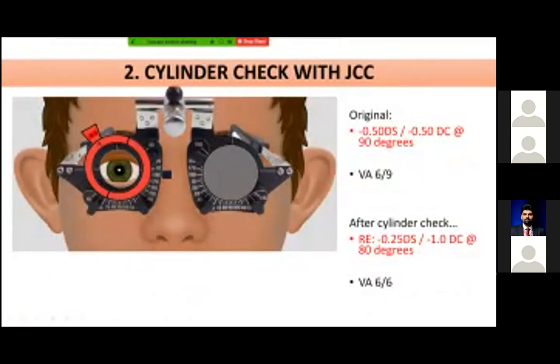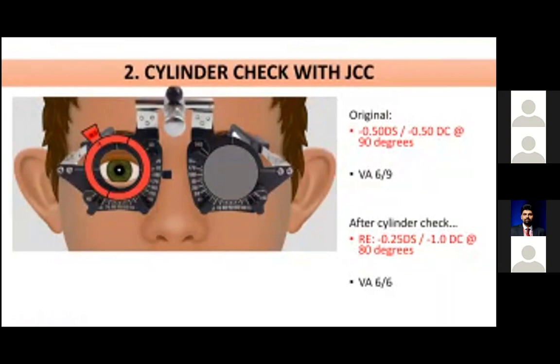One thing you have to remember about JCC is that if you change the cylinder power by a certain value, you have to change the sphere power by a half value in the opposite direction, so that the center of least confusion stays on the retina. Okay, this may be difficult to understand, but just remember that this has to be done.